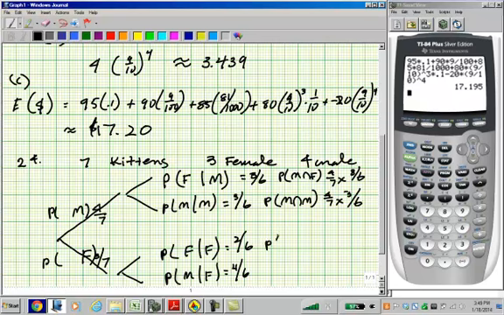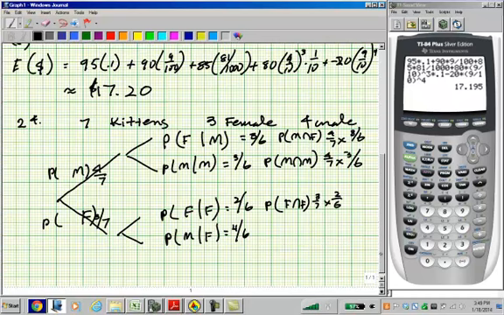And the probability that you got a female and a female is going to be the probability you got a female on the first pick times the probability you got a female on the second pick, given that you got one on the first pick. So that's going to equal 3/7 times 2/6. And finally, the probability that you get a female and a male is going to be the probability you got a female times the probability you got a male given you got a female, which is 3/7 times 4/6.